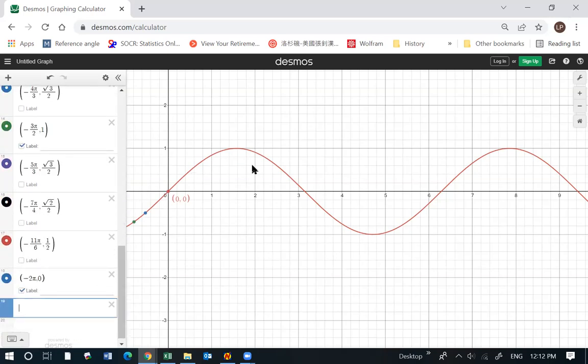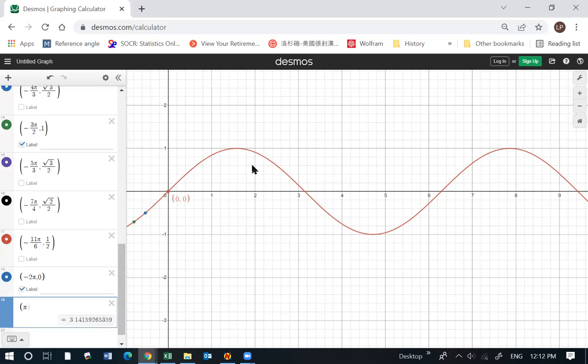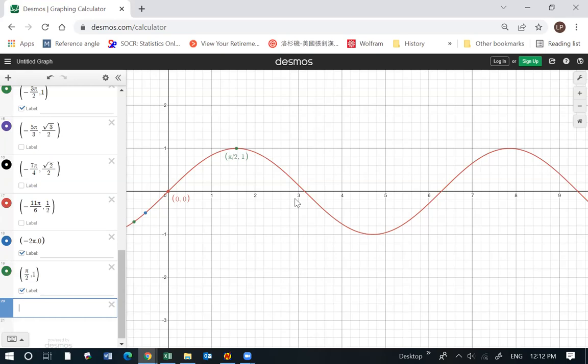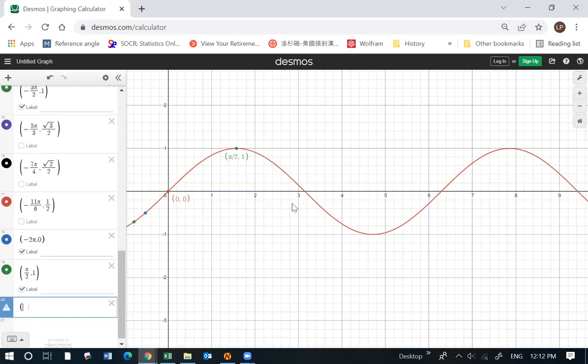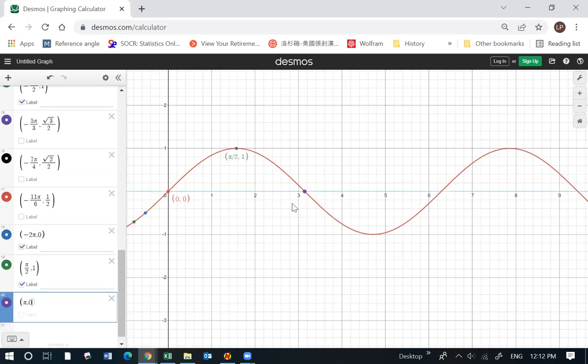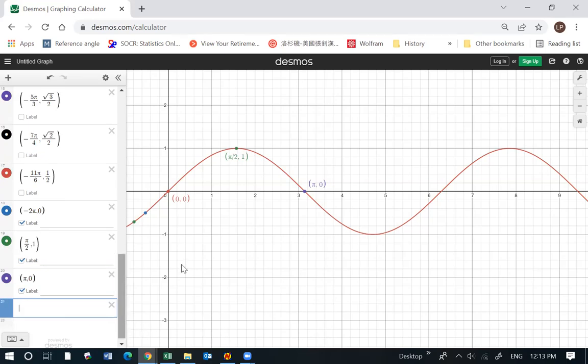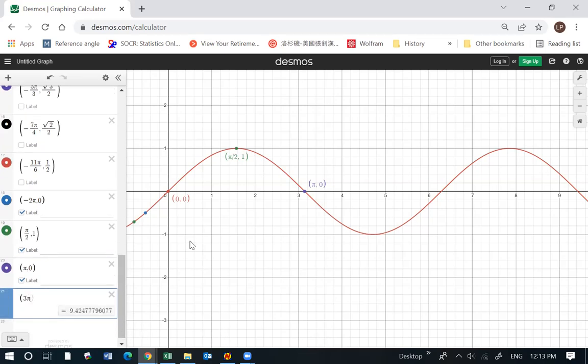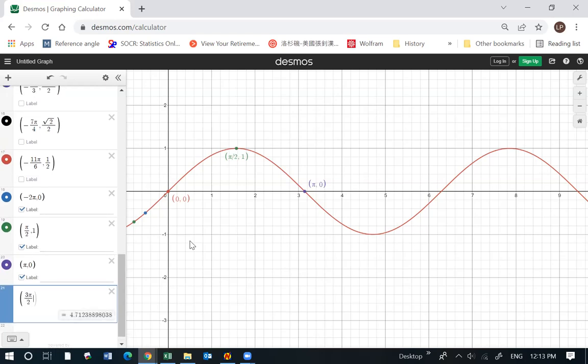We have 0, 0. I'm going to have pi over 2, comma 1. We did all of these, right? I'm going to add pi, comma 0, that purple labeled dot. And you see they're so consistent. Don't you love them? 3 pi over 2, and this is going to be negative 1 as output.